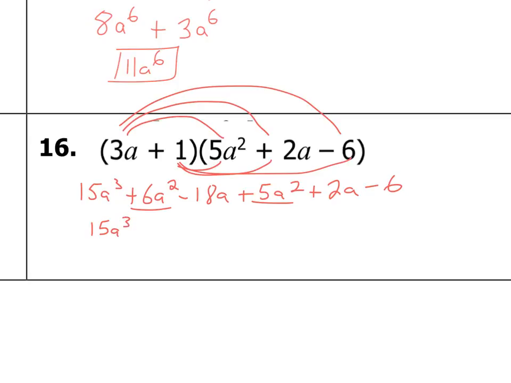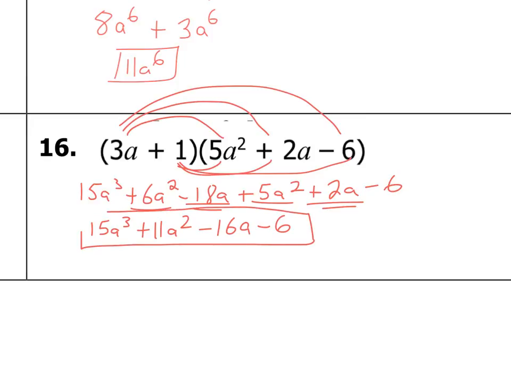Bring 15a to the third power down. 6a squared plus 5a squared is 11a squared. Then we have this negative 18a and this positive 2a. Negative 18a plus 2a is negative 16a. And then we have that minus 6. We have combined all the terms that are alike. This would be a third degree polynomial.